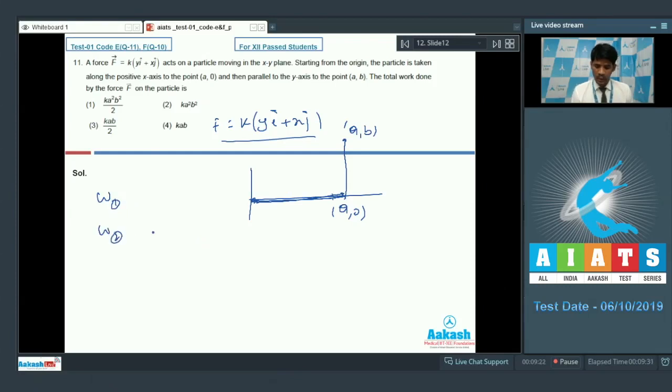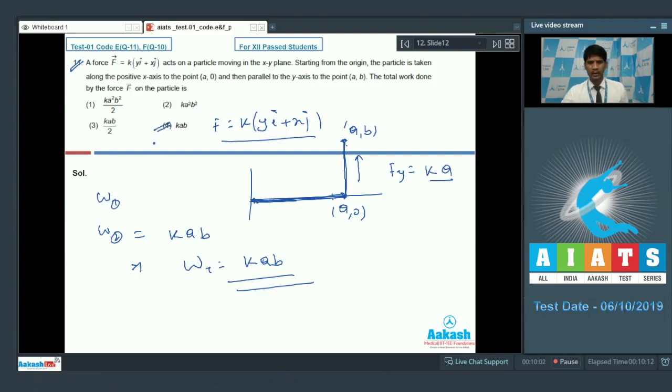In the second step, the particle is moving from A0 to AB. This axis is x equal to A, so the force is acting along this direction only, and the value of F in the y direction is K into A. This is the force along the direction, and the displacement is B. So work done in the second case would be KA into B. Overall, the total work done by the force on the particle is KAB. For question number 11, looking into the options, option 4 is the correct answer.